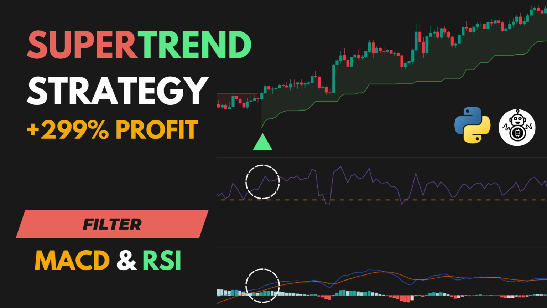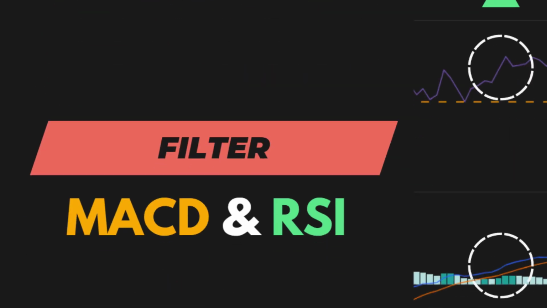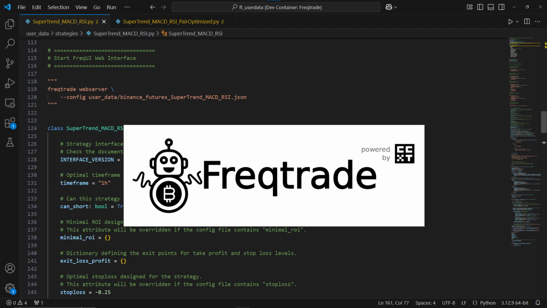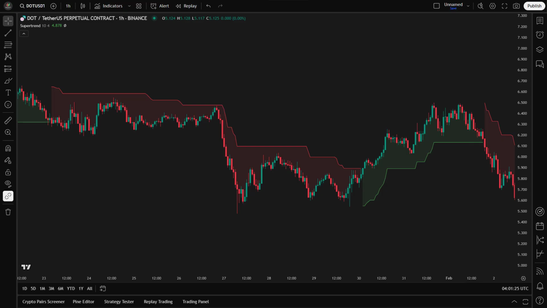Hey everyone! In today's video, we're putting a powerful trading strategy to the test by combining Supertrend with two additional indicators. We'll code the entire strategy in Python, optimize it using Freqtrade, and run backtests to evaluate its performance. Let's dive in. Before we dive into the coding, let's take a moment to break down the key indicators we'll be using in this strategy.